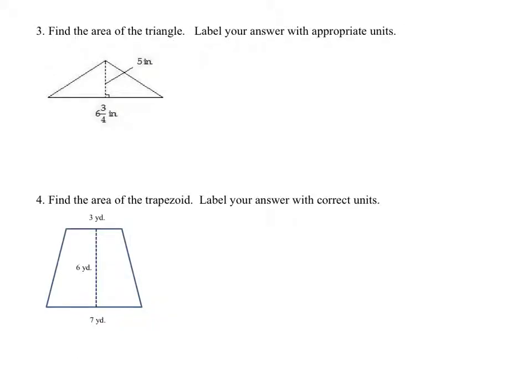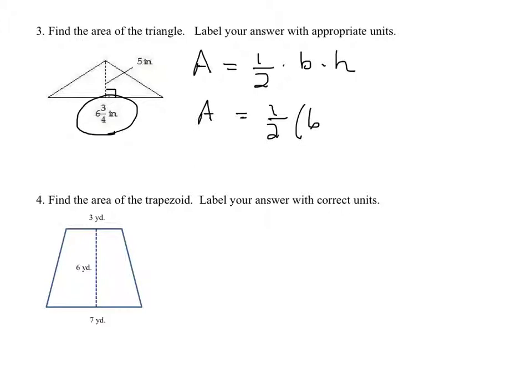Now, if we're going to find the area of this triangle, the area of the triangle is 1/2 the base times the height. The base of the triangle is 6 3/4 inches, and you can always find the height of the triangle because it makes a right angle with the base. So let's put the numbers in. 1/2 the base is 6 3/4 inches, and the height is 5 inches.